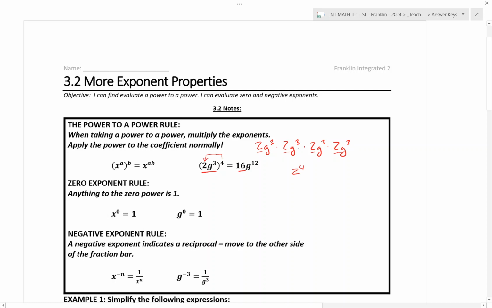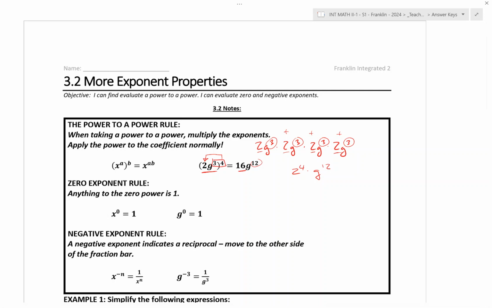Now for the g to the third, we have those 4 times. And remember from the product property, we just add those together. 3 plus 3 plus 3 plus 3, which is 12. And that's where we get that g to the 12th there. Okay, so the shortcut then is to, instead of doing 3 plus 3 plus 3 plus 3, we can just do 3 times 4. Because remember, exponents are just repeated multiplication.